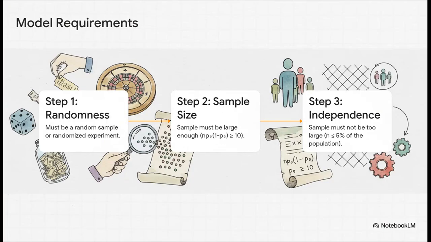First, and this is a big one, our sample has to be random, no cherry picking. Second, the sample needs to be big enough for the math to work properly. We check that with the little formula you see there. And third, weirdly enough, the sample can't be too big. It should be less than 5% of the whole population. This just makes sure our samples are independent. If we can put a check mark next to all three, we are good to go.